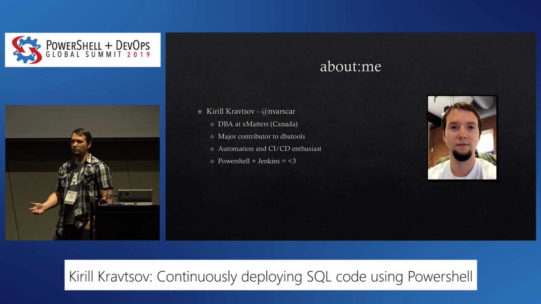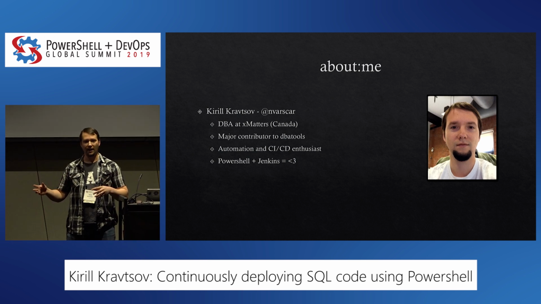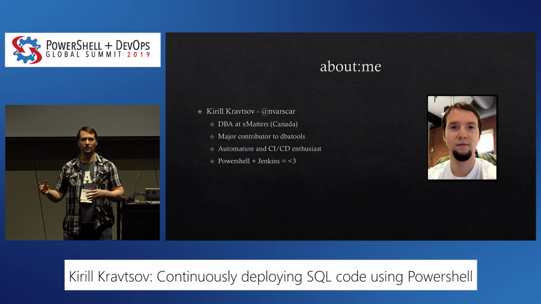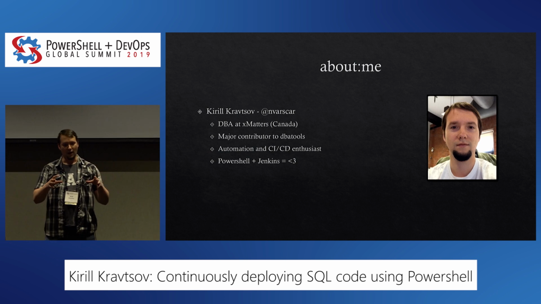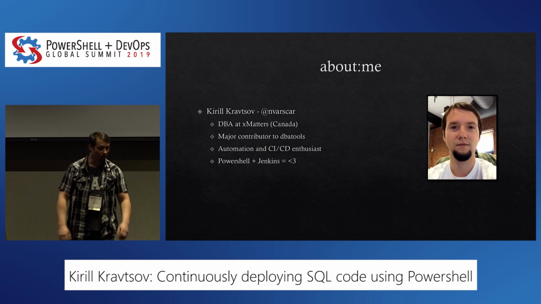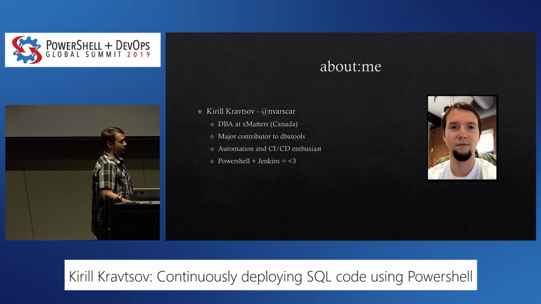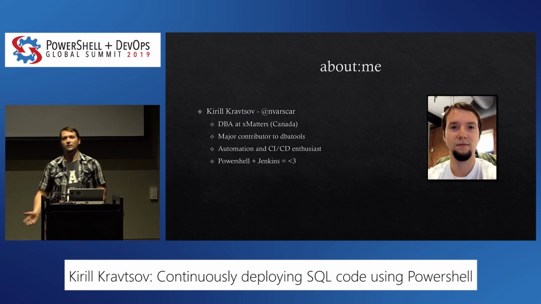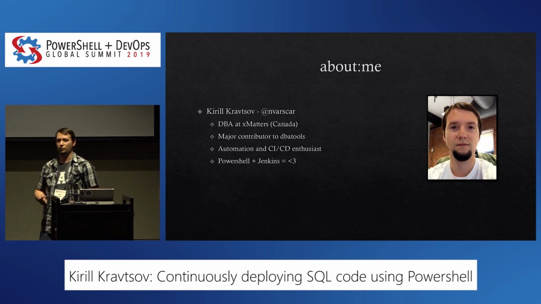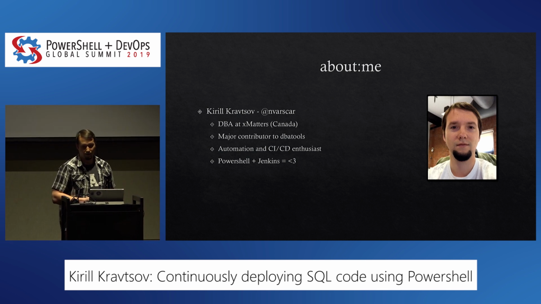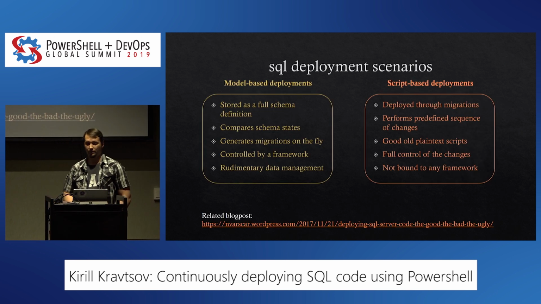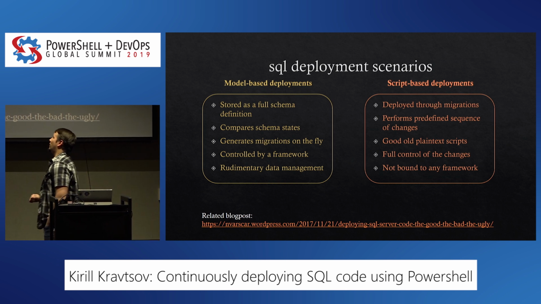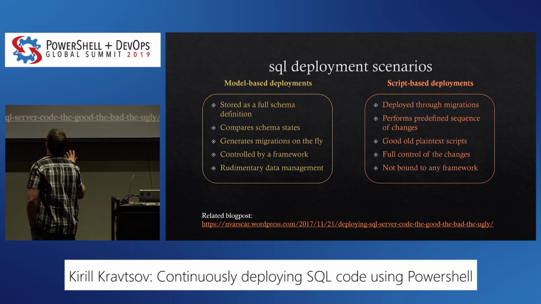In the database world, we tend to run things continuously and in small changes. We are kind of taking the current state of the database and we apply modifications to it instead of replacing the whole damn thing. So now, when it comes to continuously deploying the code, apparently we need to apply the same approach. And what people came up with is basically two different deployment scenarios. I like to refer to them as model-based deployments and script-based deployments.